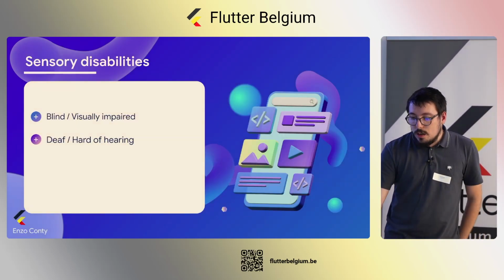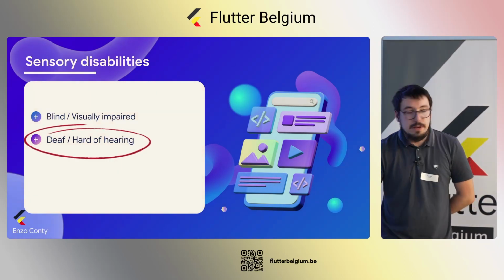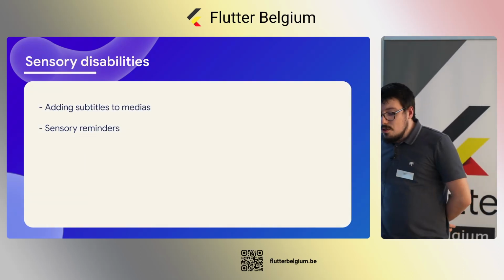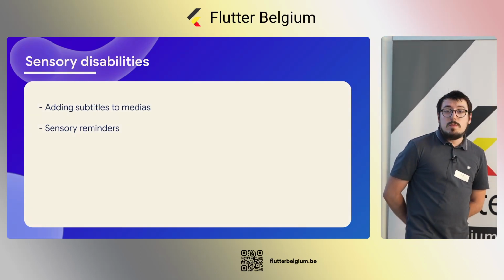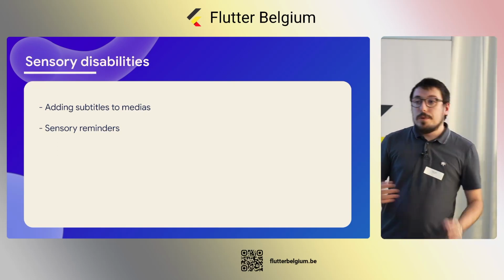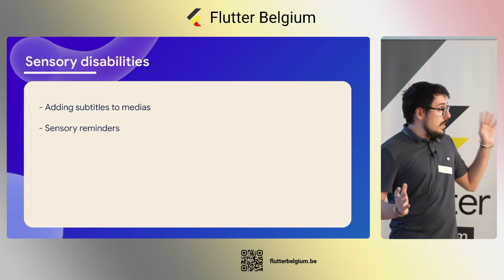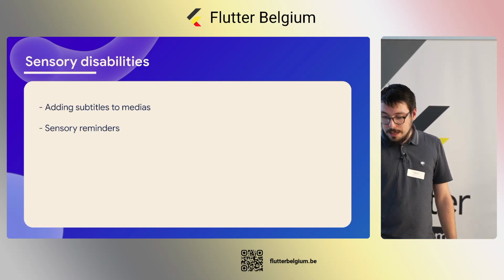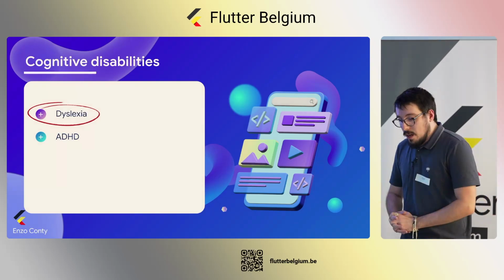All right, so now we are finished with blind and visually impaired people. We can speak about deaf and hard of hearing people. It's not super complicated. We can add subtitles to media. For example, if you embed a YouTube video on your website or in your app, there is just a little thing to add, a link, to add subtitles. It's super easy. And we also add sensory reminders. This is quite easy for them.